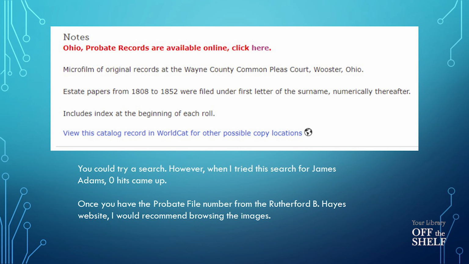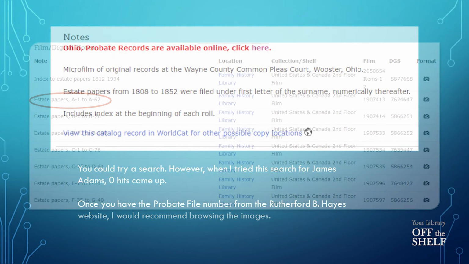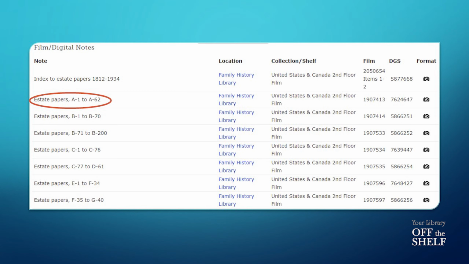But when I tried the probate records online for James Adams, I did a search for James Adams and 0 hits came up. So through the page, you have the file number, you have A2 and you have A3. So knowing that information, I'm going to just skip over doing the search and actually browse through the records. And you'll see here underneath the digital notes or the film notes, you have Estate Papers A1 to A62. A2 and A3 fall within this time period between A1 and A62.